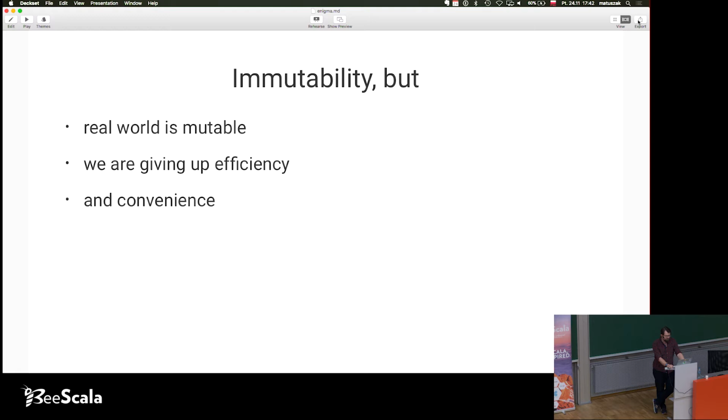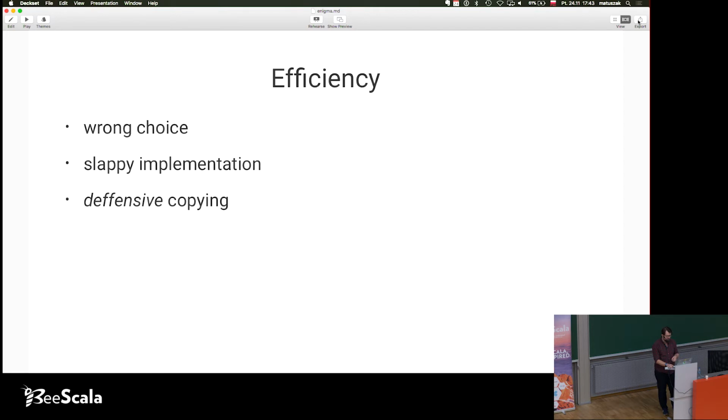Someone may say that we are giving up efficiency when we are working with immutability. That's partly true, but not always. And we are giving up convenience, and that's true. That's why we need some tools to work with immutability.